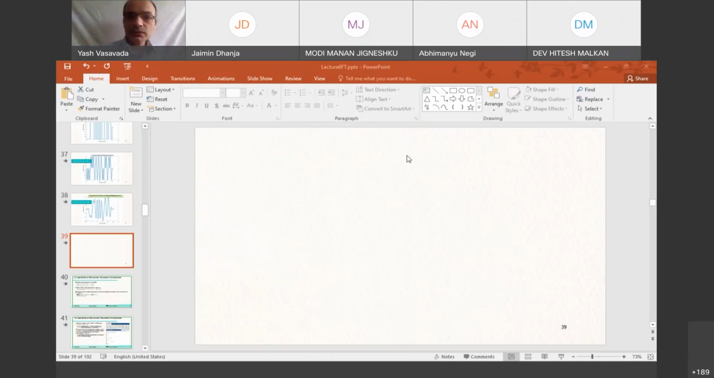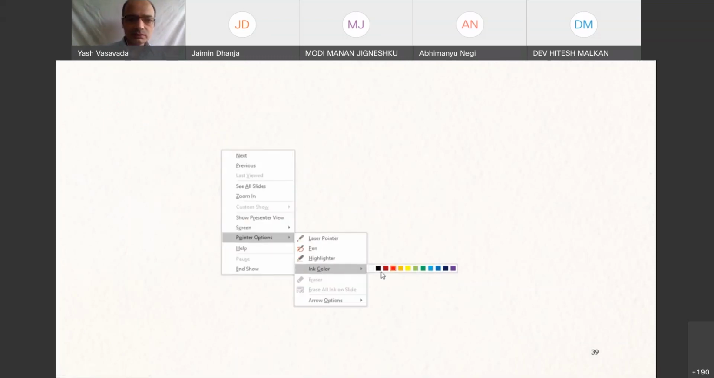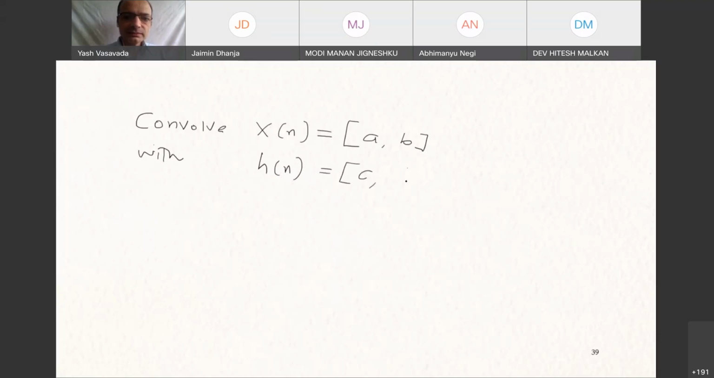So the question was: convolve x of n, which has been given to you as a sequence AB, with h of n, which is CD. Right? So this was the question given to you.